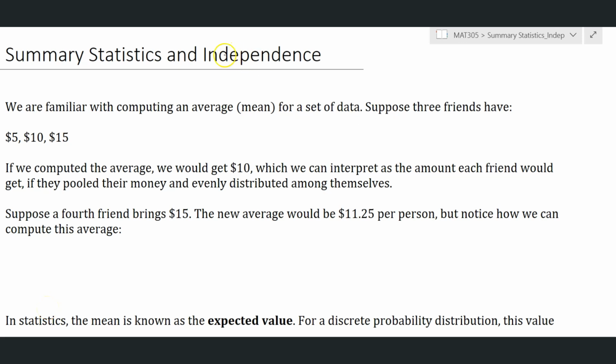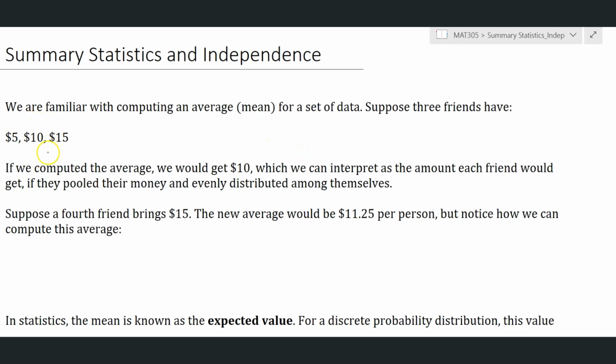In machine learning, it's very common to have to deal with statistics. And in this video, we'll particularly look at the concept of an average or mean for a data set, and we'll look at it in probably a new light than you might be used to. So we are probably pretty familiar with computing an average, also known as a mean.